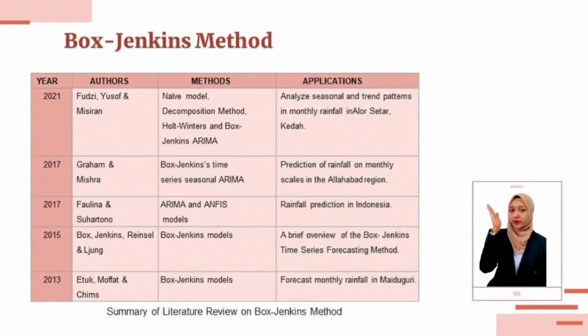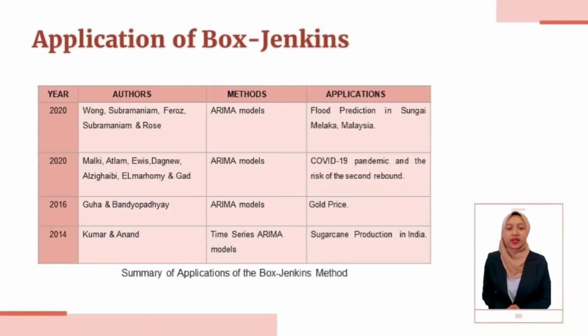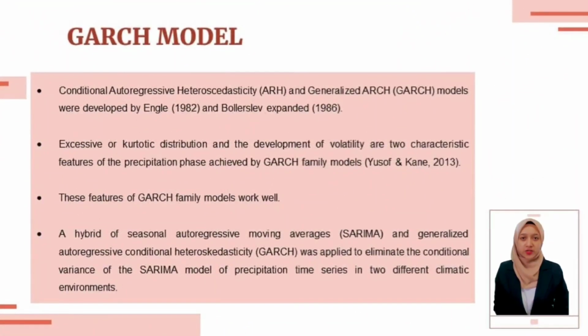The table above indicates the summary of Box-Jenkins model, which is widely used in forecasting rainfall and defined as the most successful technique for evaluating time series data. As you can see, the Box-Jenkins method is widely used in many different areas, such as the gold and food industry, for flood prediction and during the COVID-19 pandemic. Let's continue with GARCH model.